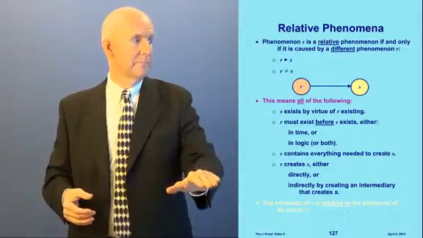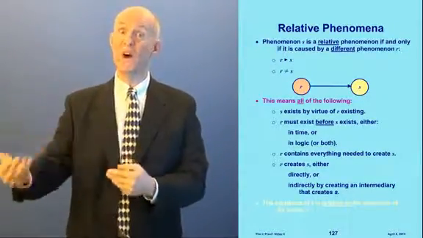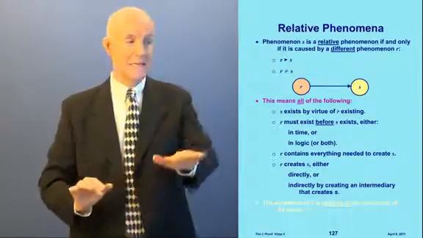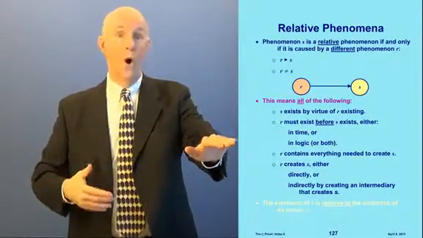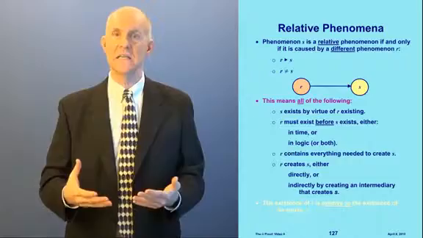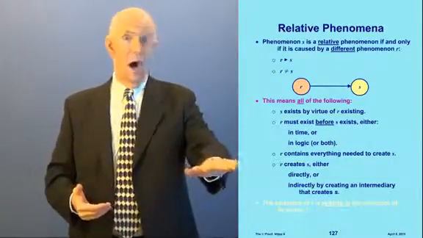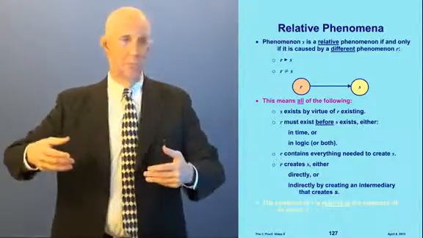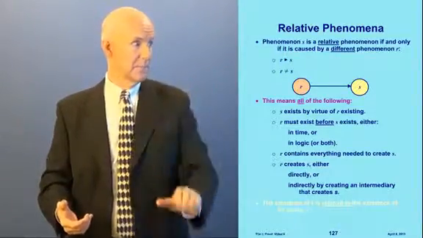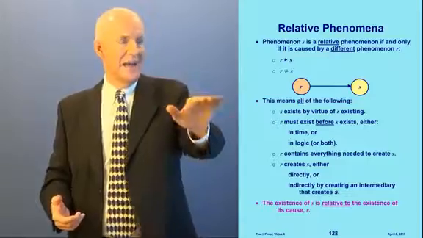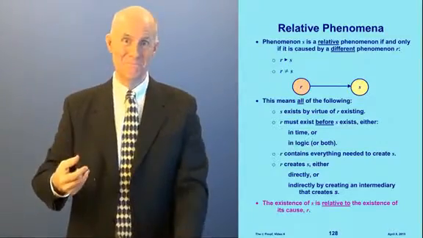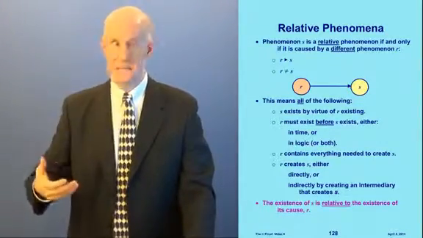And that means all of the following. S exists by virtue of R existing. R must exist before S exists either in time, if we're dealing with time-based causation, or in logic, or both. R contains everything that's needed to create S. R creates S either directly or indirectly by creating an intermediary that creates S. Does that make sense? So the existence of S is relative to the existence of R. That's what we call a relative phenomenon, okay? It's relative to R, which is something else.